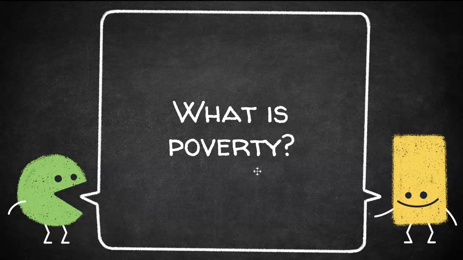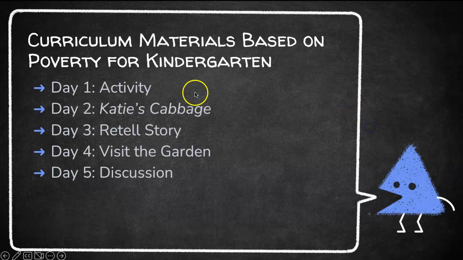So this is kind of a 5-day unit that focuses on different aspects each day, but focuses on the overall poverty as a whole. So it'd start off with day 1. So day 1 would be an activity. Day 2 would be reading a book. The book is called Katie's Cabbage. Day 3 would be focused on retelling the story. Day 4, we would actually visit the garden that we have in our school. And day 5 would be a review and discuss kind of what we were talking about for the week and what poverty is.